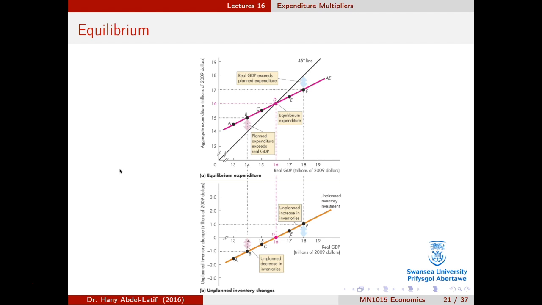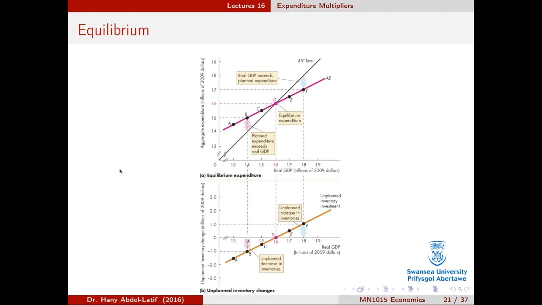When the aggregate expenditure equals real GDP, that is represented by point D here. As I said, think of the 45 degree line as where real GDP equals aggregate expenditure, and that's point D. That's where the aggregate expenditure, the red line, equals the real GDP, and that's where equilibrium is. At that point, the unplanned change in inventories equals 0, so there's no unplanned increase or decrease in inventories. All is fine, and we're going back to equilibrium. That's how the process works.